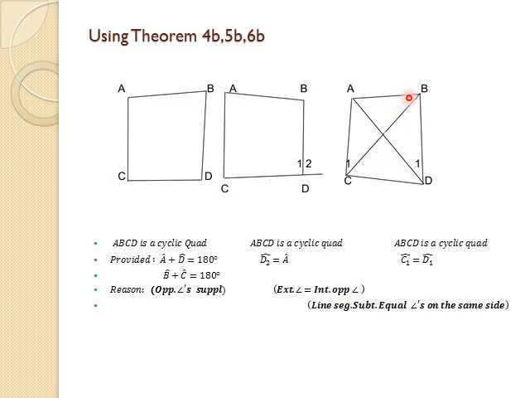The last one: when you see an X in a shape, we're generally working with theorem 4b. Here, for ABCD to be a cyclic quad, I have to prove that C1 equals D1. My reason would read: line segments subtend equal angles on the same side. So let's look at some problems.